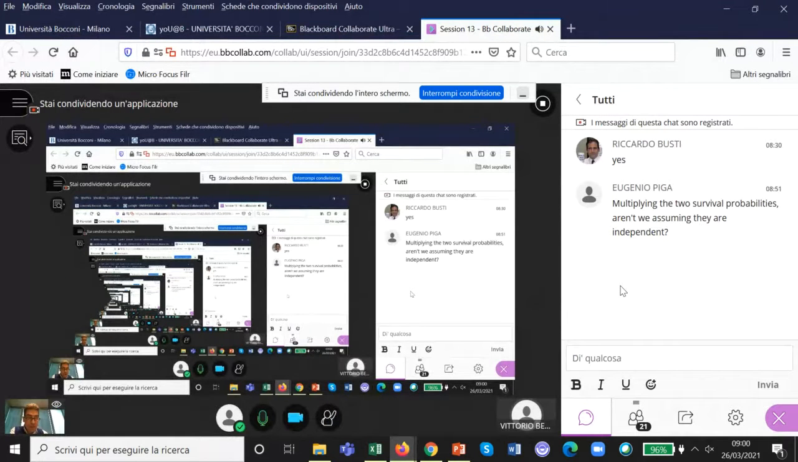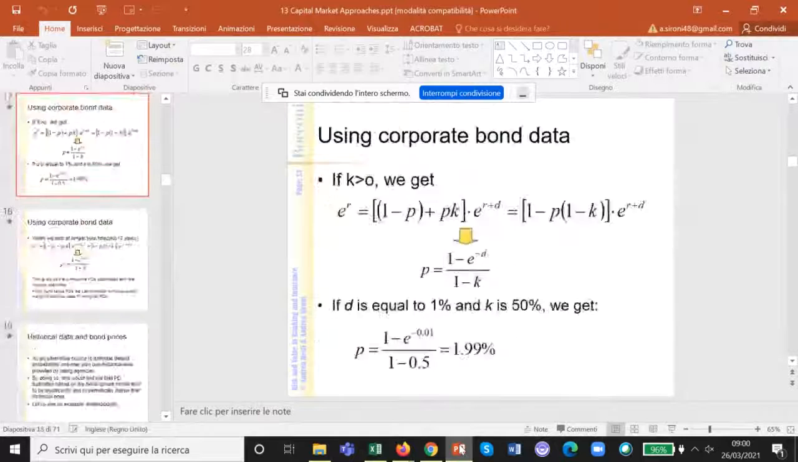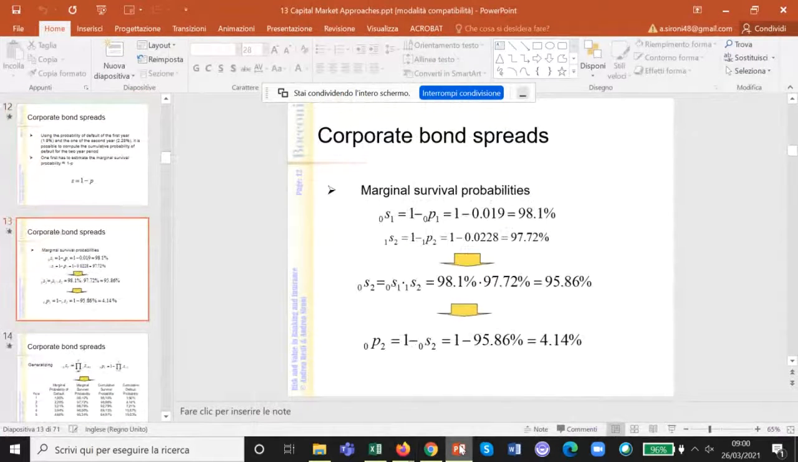There is a question on something I saw before. Multiplying the two survival probabilities, aren't we assuming that they are independent? So that's what we did here. Exactly here. Are we assuming they are independent?